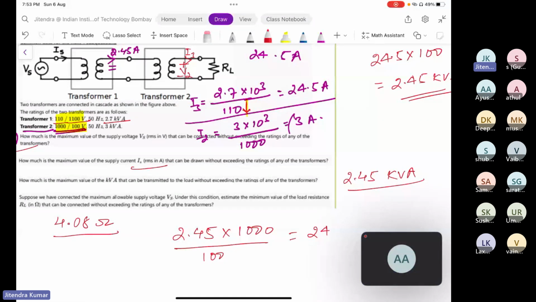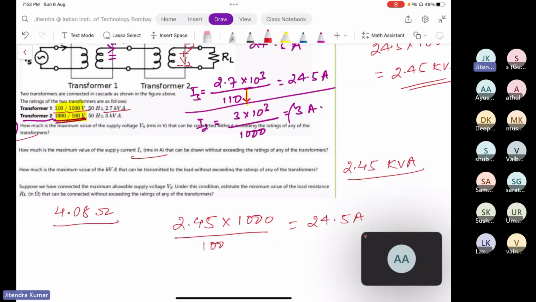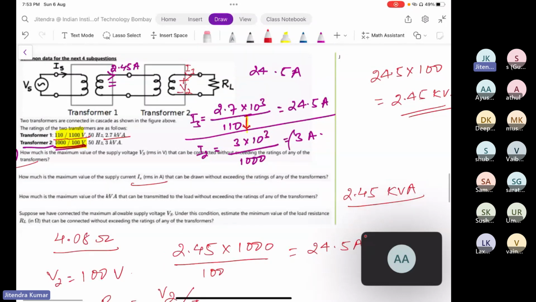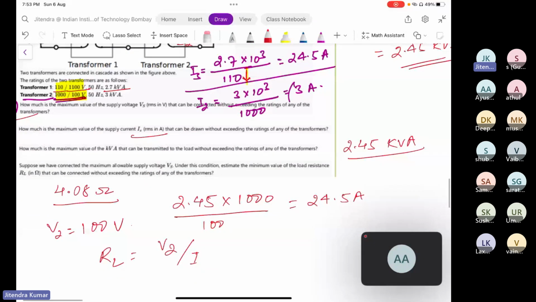Again this is 24.5 ampere, and this voltage is 100, right? Voltage is 100, this V2. Yes, sir. So V2 is 100 volt. Now RL we can compute as V2 by I3. So I have denoted it with I3. You can denote it with any other parameter. So V2 is 100 by 24.5. So it will lead to 4.08 ohm.